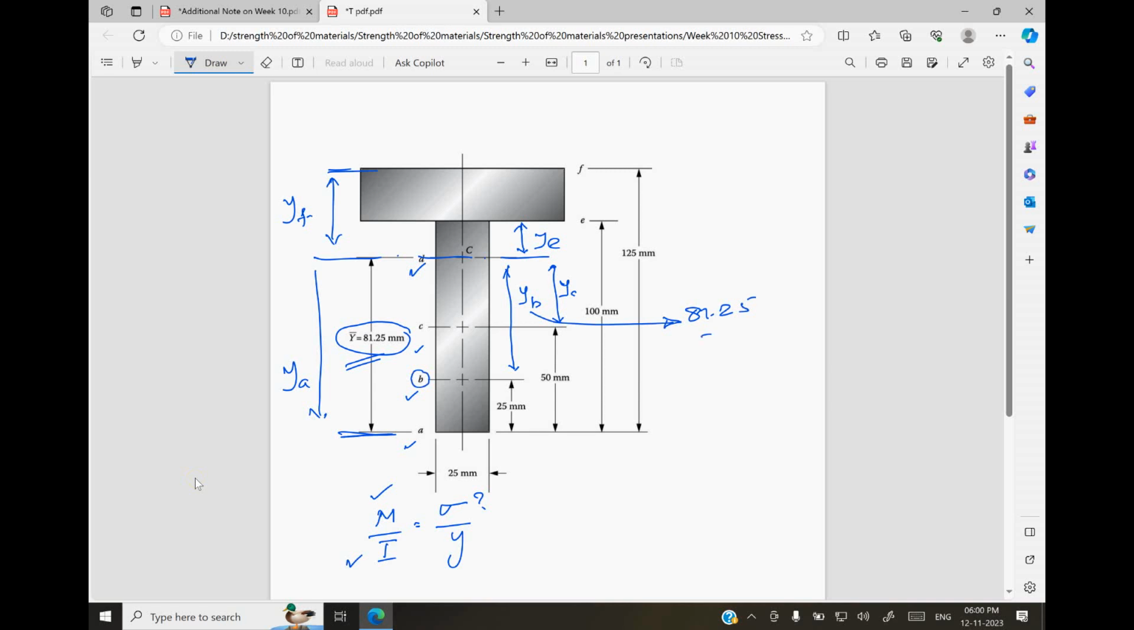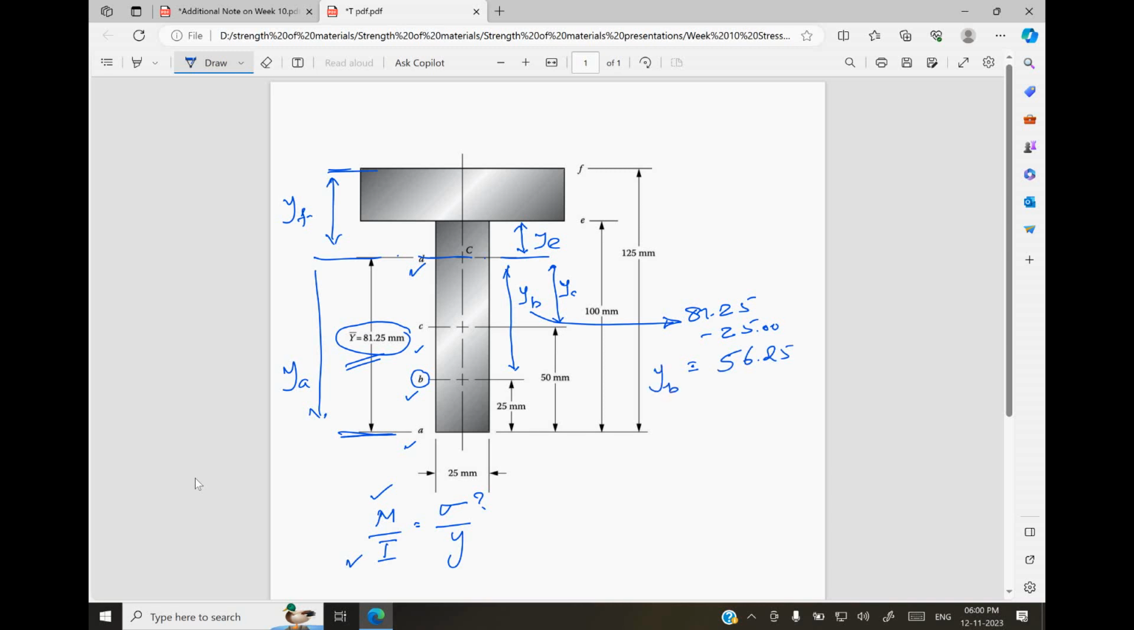81.25 minus 25. This gives me how much? 25.00, you're right. Otherwise, 25 is there in the top also. You shouldn't make mistakes. So 81.25 minus 25, that gives me 56.25. 56.25 is the value of YB.